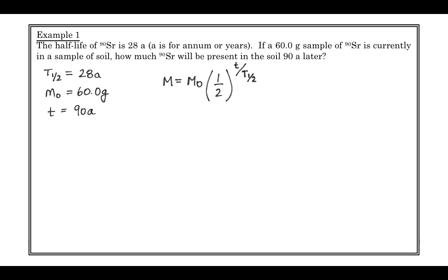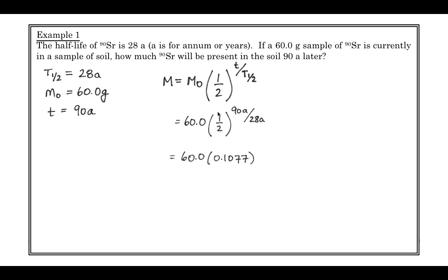Because we're talking about mass, we'll use our equation for mass, which is m equals m naught times 1/2 to the power of t over t half. If you'll remember BEDMAS, this cannot be done until this exponent is taken care of. So when we multiply this through, we get 90a over 28a. We raise 1/2 to that power, and we get 0.1077.